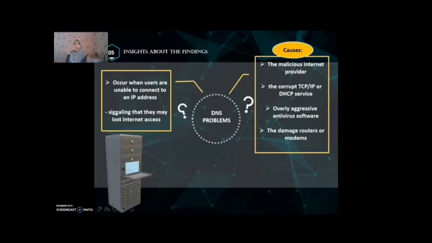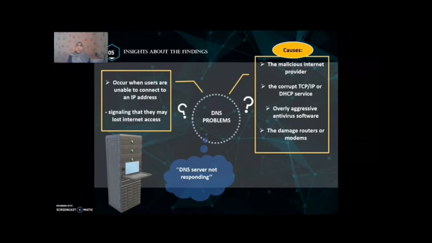So the next observation is on DNS problem, or we call it domain name system problem. So DNS error occurs when users are unable to connect to an IP address, signaling that they may lose internet access. When the browser is not able to establish a connection to the internet, the Windows troubleshooting function will infrequently respond with an error message like DNS server not responding, like that.